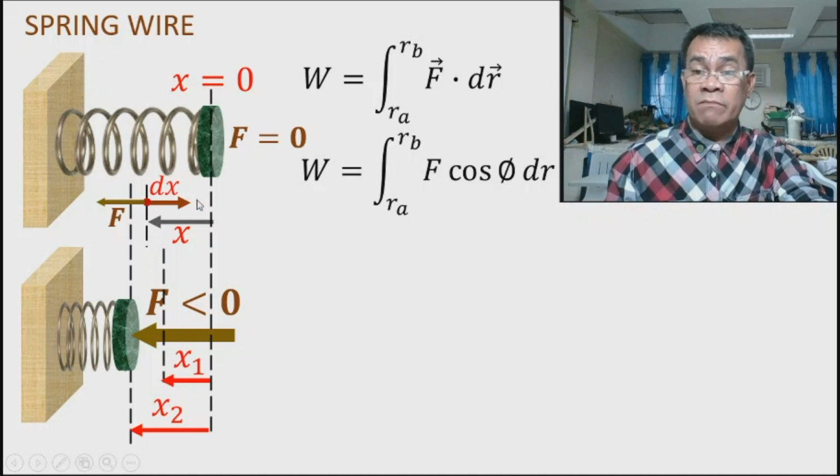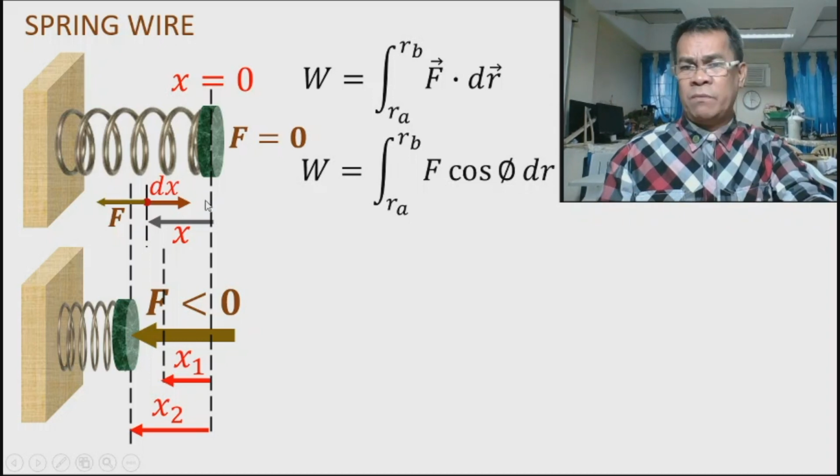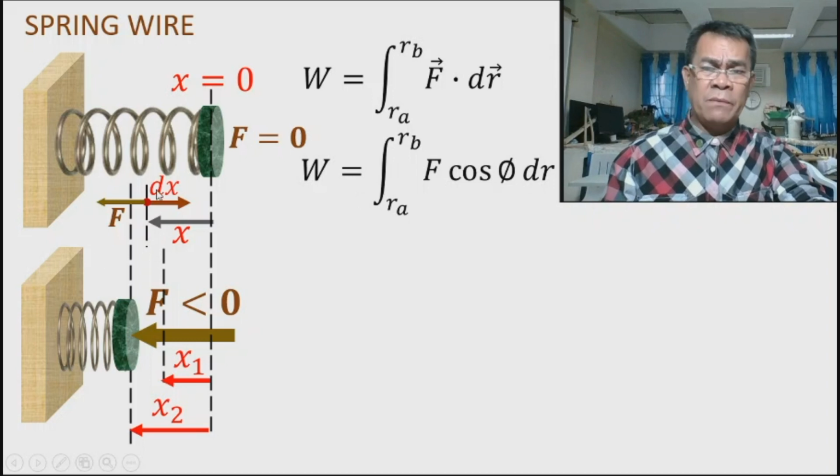So therefore, by the way, dx is the infinitesimal position along the x-axis. This time we are talking about horizontal, so call it x. So your dr can be replaced with dx. We have no component along y and no component along z, so call it dx for now. So r is replaced with x.